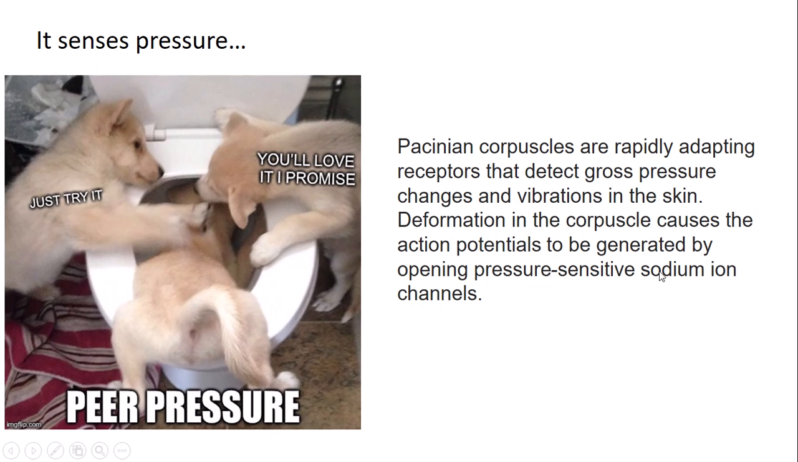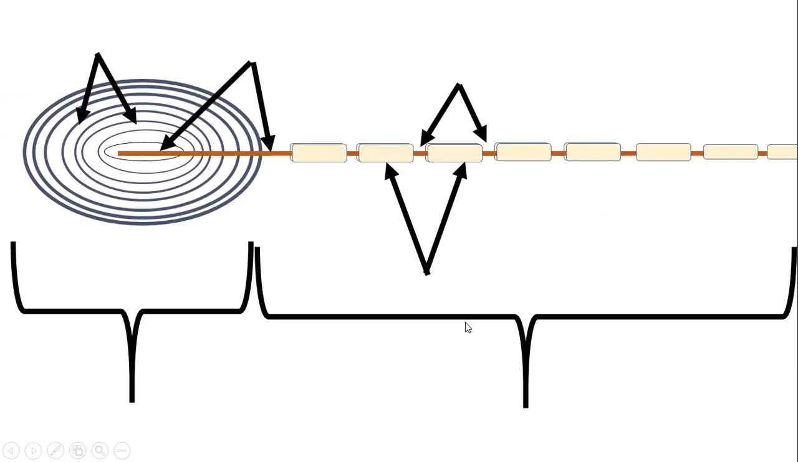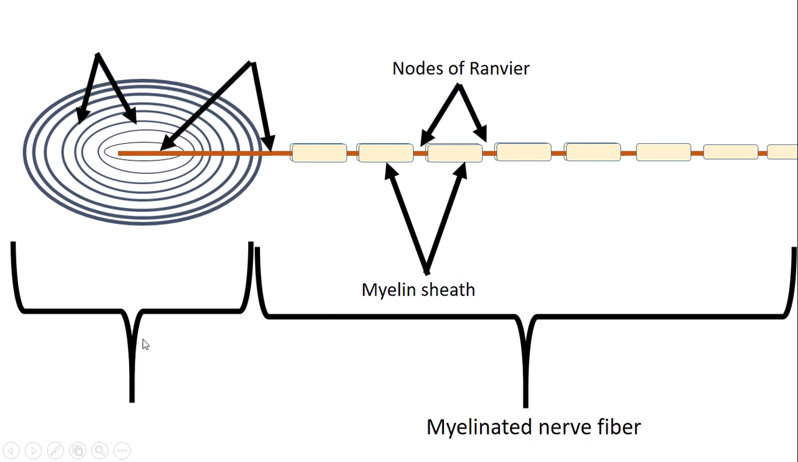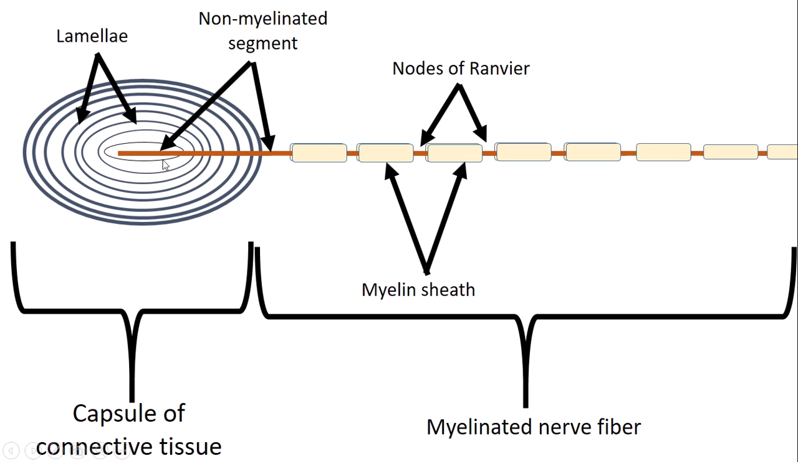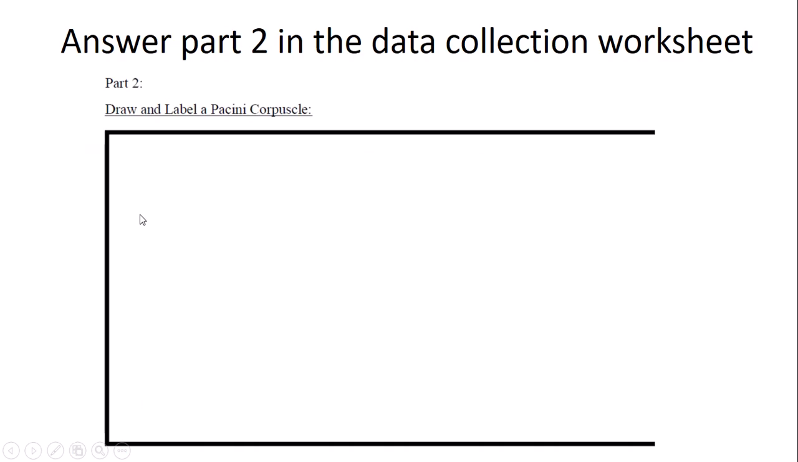And obviously, you know that when sodium channels open, this allows variation in the membrane potential and therefore formation of action potentials. So this is the structure of a Pacinian corpuscle. It has a fiber covered by myelin sheath. These are the nodes of Ranvier, which are not myelinated, where the action potential actually forms and propagates. So this is entirely the myelinated nerve fiber. This part is the capsule of connective tissue. It has a non-myelinated segment and several lamellae filled with liquid.